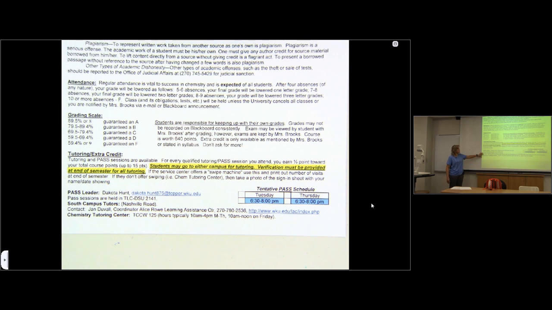You may also go to South Campus for tutoring. You may also go to the Chemistry Tutoring Center. I will put this information in more detail on Blackboard as the exact hours become available.